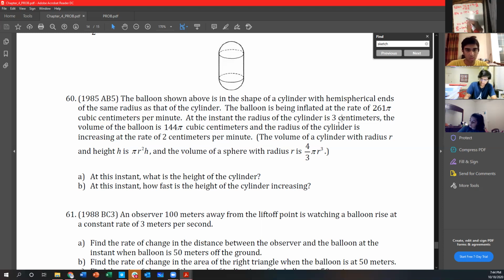Now subtract 180 pi from both sides, and you'll get 261 minus 180, which is 81. So 81 pi is equal to 9 pi dh/dt. Cancel pi's. That means dh/dt equals 9. And what's the unit? Centimeters per minute, I think? Yeah, minute. There you go.